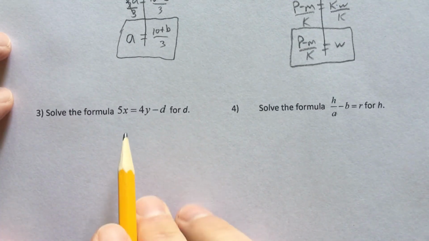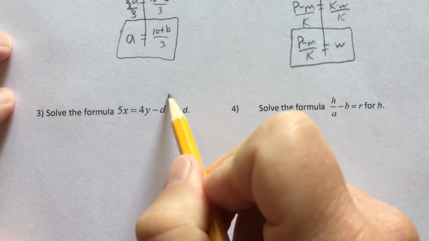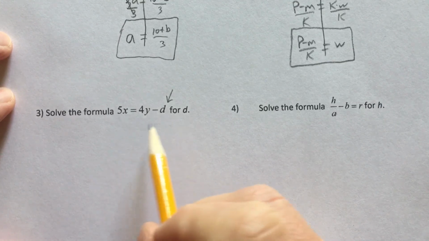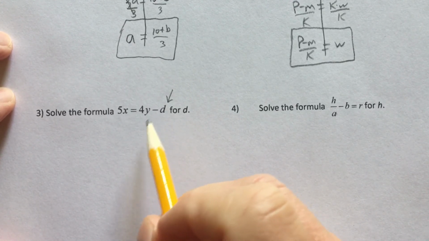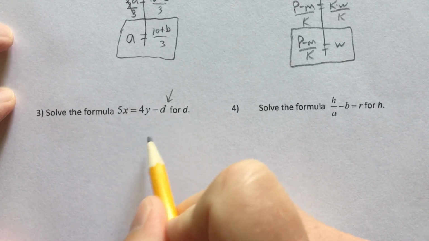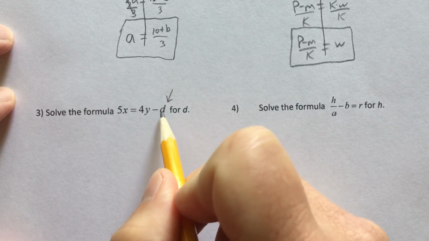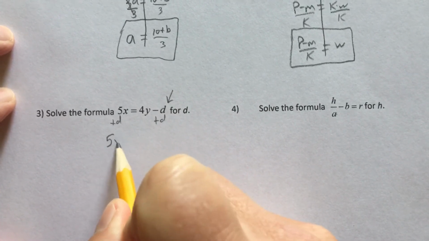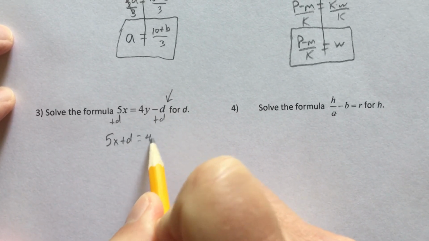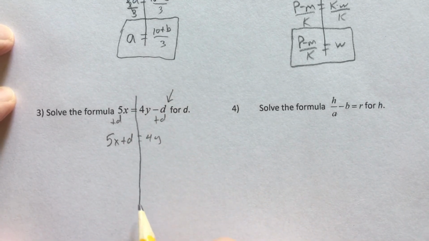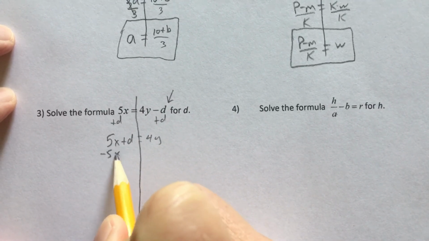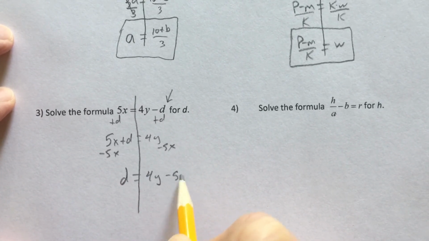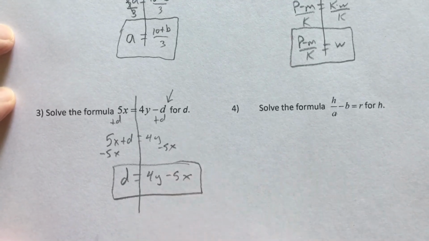All right. Solve this formula for d. So here's the d. Now you can subtract 4y and divide by -1. That does work here, and if that's how you did it, that's fine. What I'm going to do is something a little different for this particular one. I'm going to add the d, get it over here, so that I have 5x plus d equals 4y. The reason I do that is now I can just subtract 5x, and I'll have d equal 4y minus 5x, and that has d by itself.